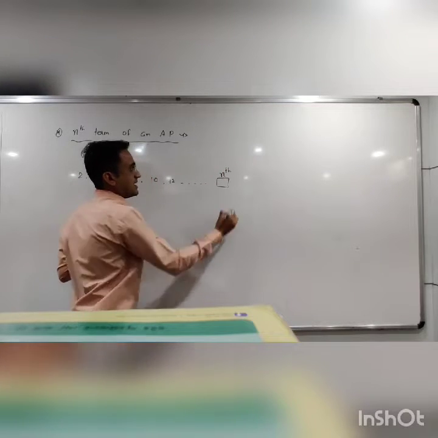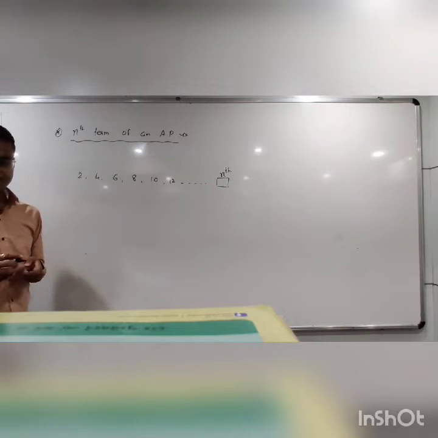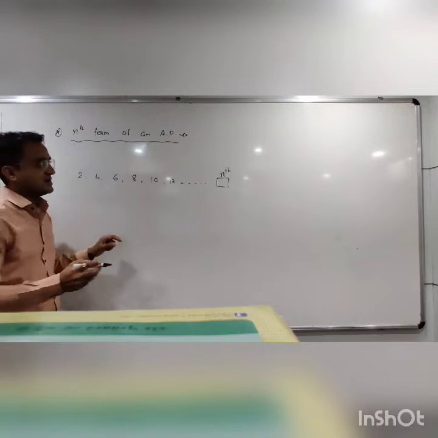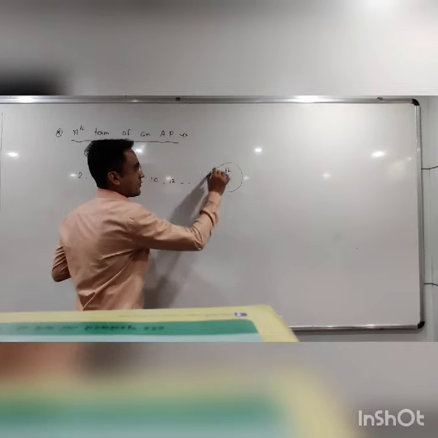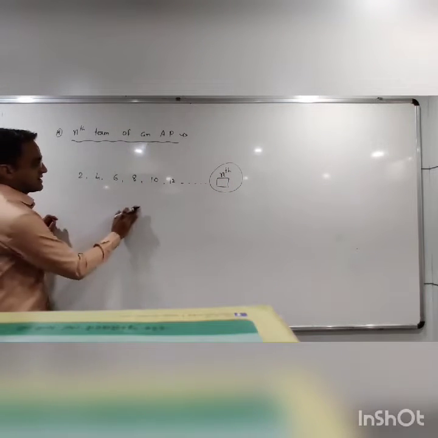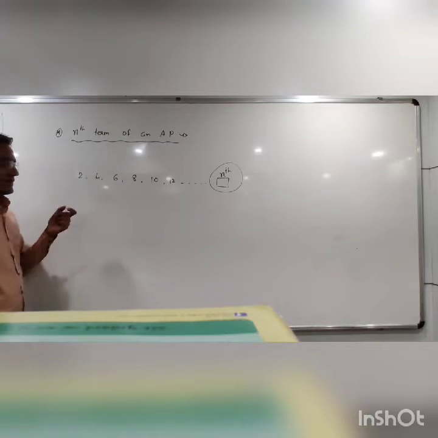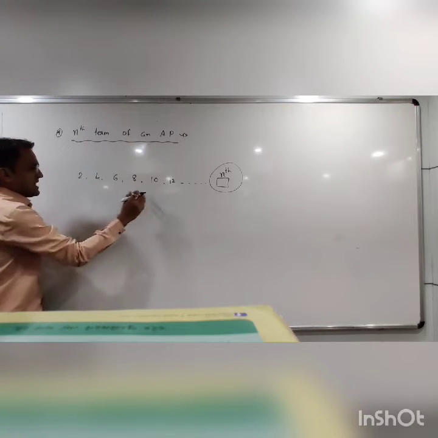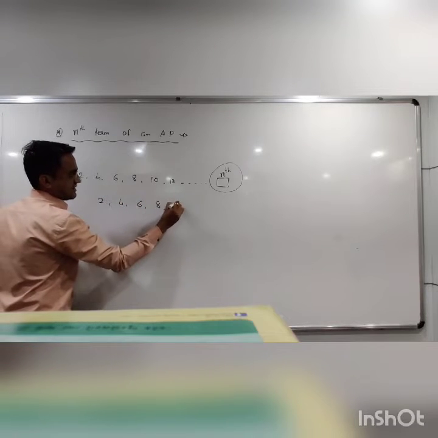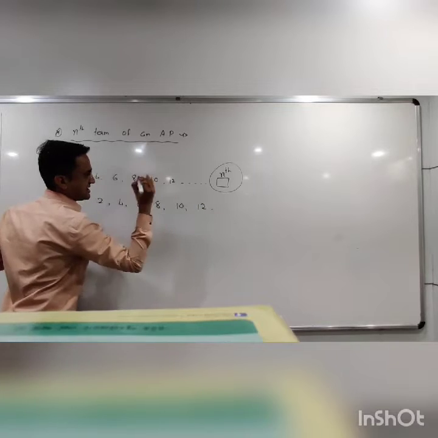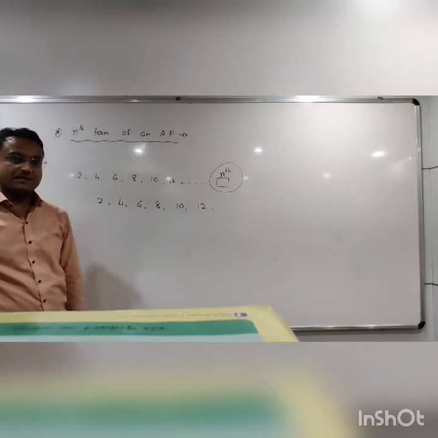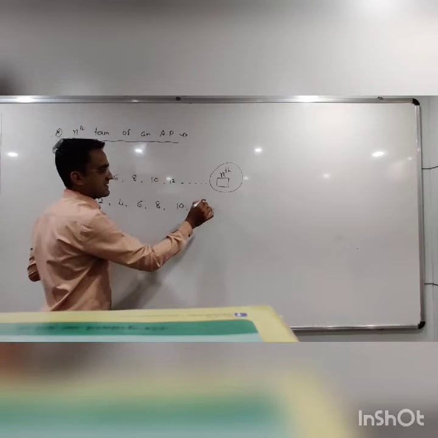Nth means here it is not ending, okay? That means it has one last term. So how can we obtain this last term? Clear? Now for that, if I give you the same example, 2, 4, 6, 8, 10 and 12. Here the AP is finished.